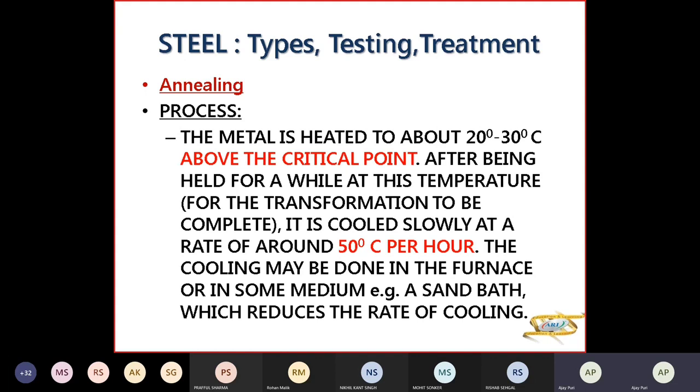Now, once your material is transformed, once you're holding that temperature for certain time, then you're cooling at a very slow pace. So the rate of cooling is about 50 degrees per hour. That means if you are heated to about 700 to 750 or 800 degrees Celsius, so bringing down to the base temperature of 40 degrees or 50 degrees, you're going to take 16 hours to cool it. So how is your cooling done? This slow cooling is done in your sand bath. So you have a sand bath.